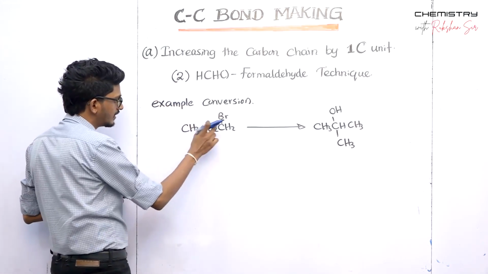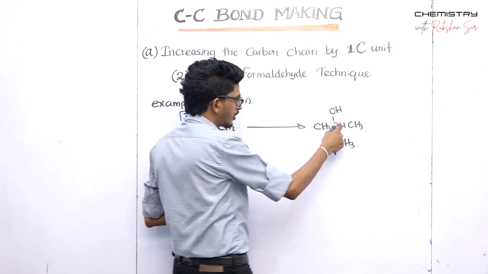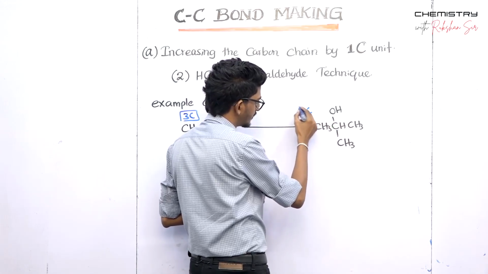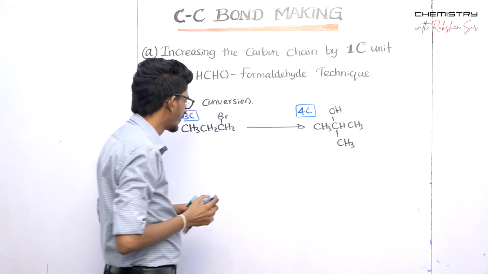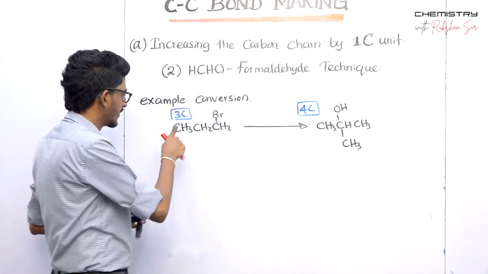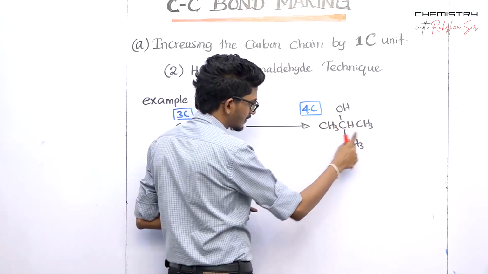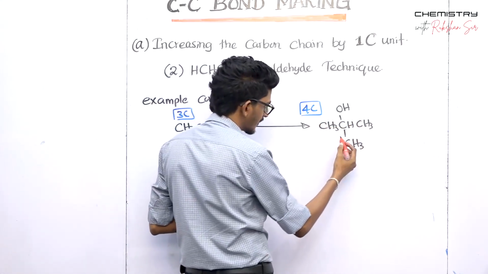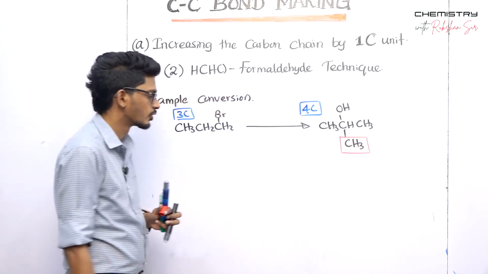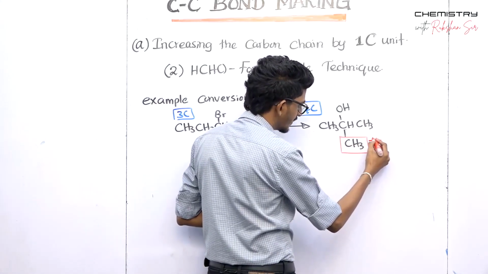So you will see 3 carbons appearing in the starting compound. In the end compound, you would see 1, 2, 3, 4 carbons appearing, right? So 1 carbon is added. So what is that 1 carbon? You have a straight chain here, but here you have a straight chain as well as a branch. So this is the new carbon which is added. So I am going to use the formaldehyde technique.